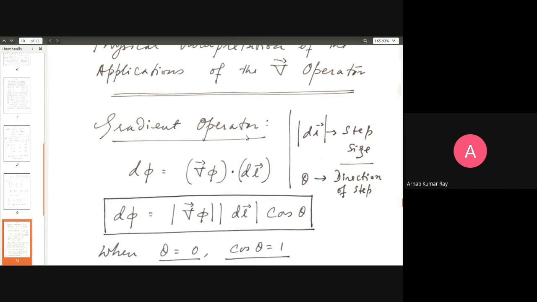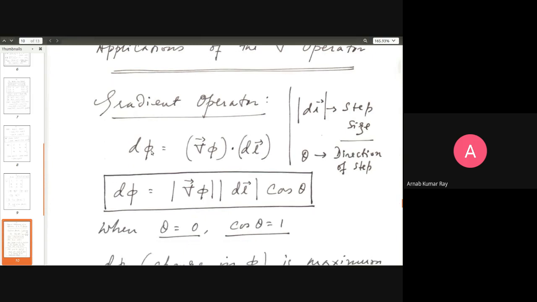There's the gradient operator. First, we looked at this formula earlier. You have a function phi that depends on three coordinates, x, y, and z. What is the change of that function phi? Infinitesimally small change, d phi. And that is equal to del phi dot dl. What is dl? dl is the step size. It is a vector, and as such, it will have two things, a magnitude and a direction. So the magnitude is given by this, vert dl, that is the step size.